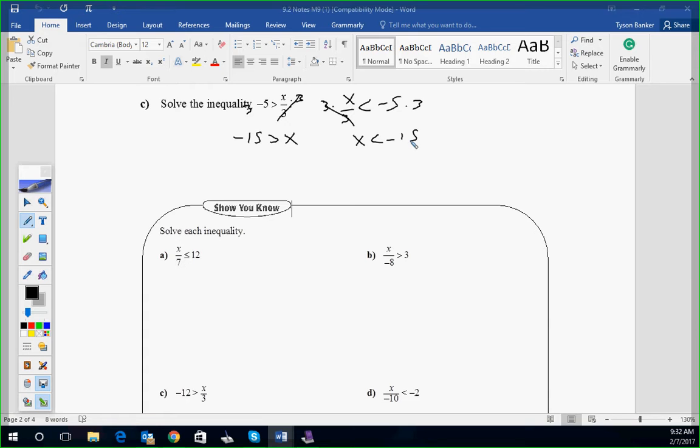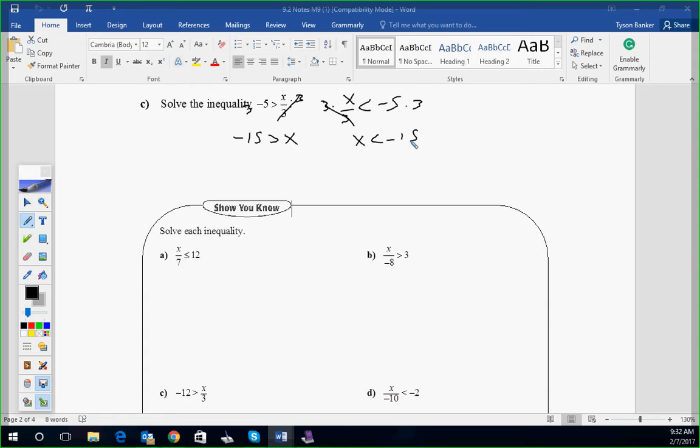I think the biggest thing I don't want us to forget is that this is written as a fraction, but that bar simply means division. That's a dividing bar. So don't think, oh, it's a fraction, I don't know what to do. Think, oh, that's x divided by 7, so I multiply. That should be your thought process.